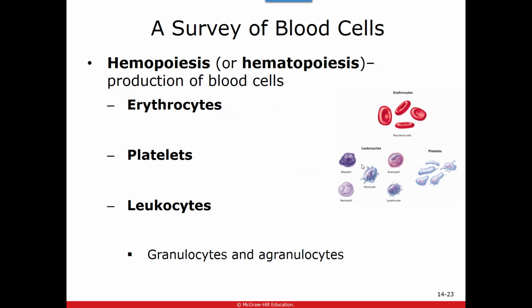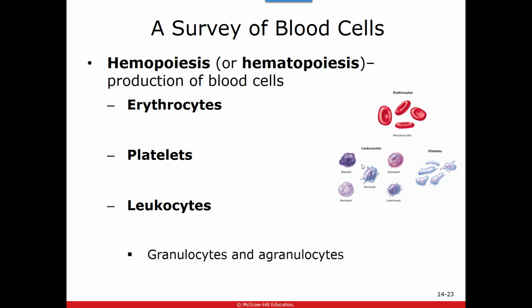Now, all of the cells in blood are made through a process called hemopoiesis or hematopoiesis. It just means making of blood. Your erythrocytes are better known as your red blood cells. Their main job is to carry oxygen and carbon dioxide, but without them, we wouldn't live, so they're still part of every system in the body.